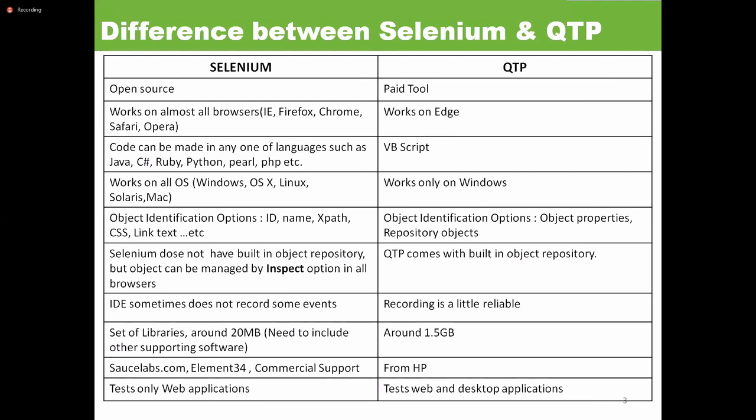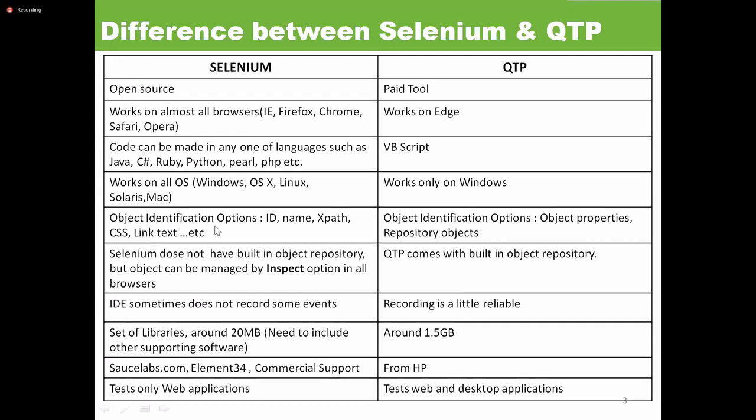As simple as Selenium, we get more flexibility. It supports multiple browsers, and based on the project, we can utilize any browser. Flexibility is there. It supports multiple programming languages and multiple operating systems. At the same time, it supports multiple options of object identification.